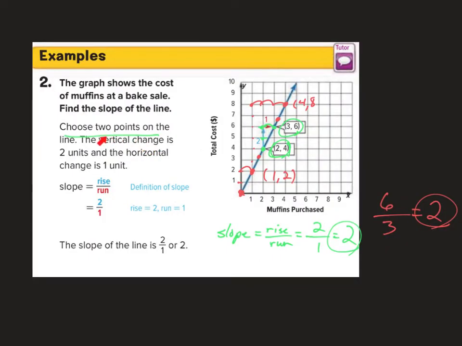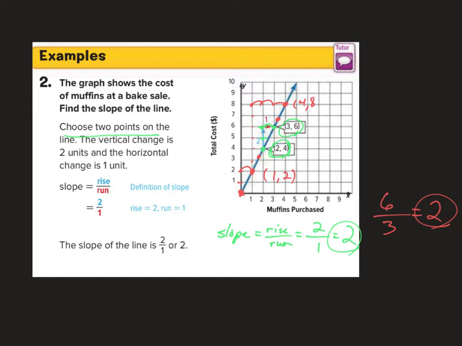For example 2, we'll look at finding slope from a graph. The graph shows the cost of muffins at a bake sale. Find the slope of the line. So what we need to do is choose 2 points on the line. The vertical change is 2 units, and the horizontal change is 1 unit. So we choose 2 points. Here we've got (2, 4) and (3, 6).